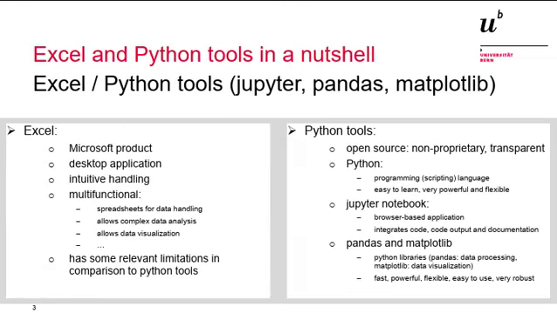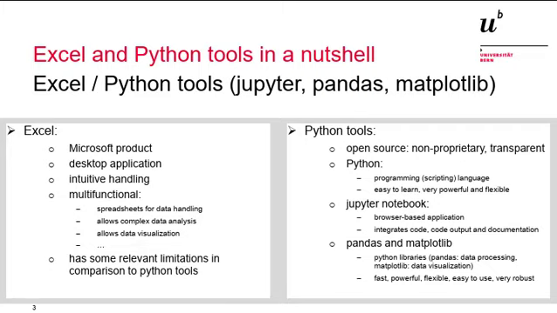Now you guys, of course, know Excel. Nearly everybody works with it. It's a Microsoft product, a desktop application that costs money, so you need to pay for it. However, it has a very intuitive handling. It's multifunctional. It has a lot of different, really useful things that it can do. So usually you would work with spreadsheets for data handling. It allows complex data, analyze it with pivot charts, for instance. It allows data visualization, which is the concern of today, but it has some relevant limitation in comparison to the Python tools, which I would like to highlight today.